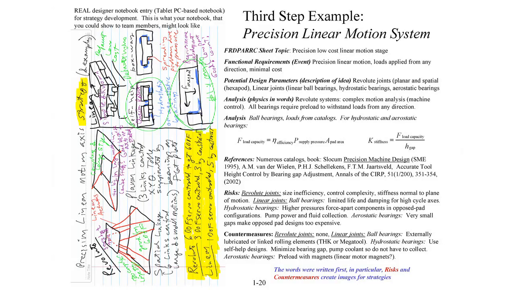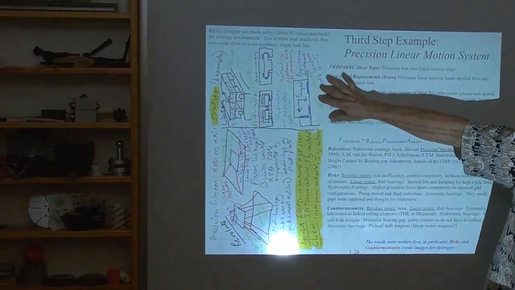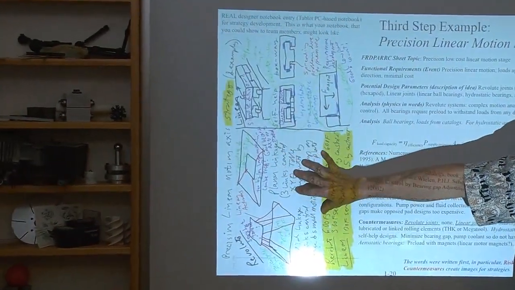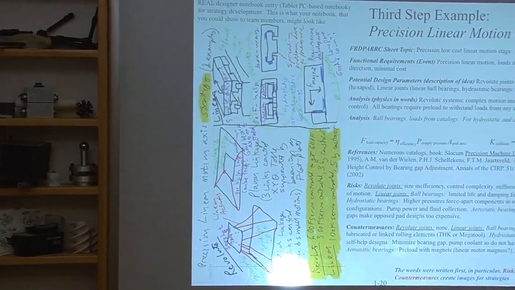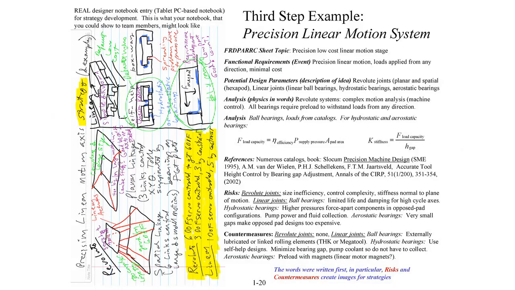In the text, it goes through another example here of a precision linear motion system, that would be used, for example, on the table axis. And notice all this scribbling here. We're going to get to that again. And what does this mean? And why? This is actual pieces from one of my design notebooks earlier on. And here's the first order analysis and some references and risks and countermeasures. This is from my actual design notebook, systematically going through this FRDPARRC process.